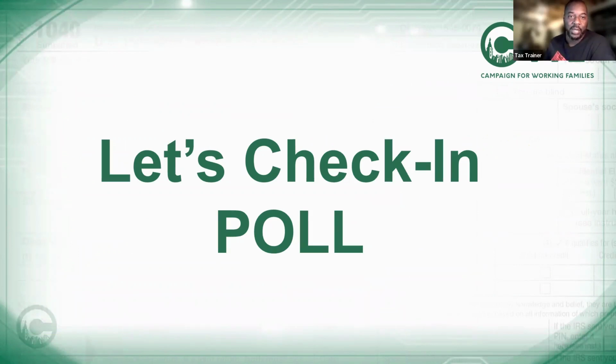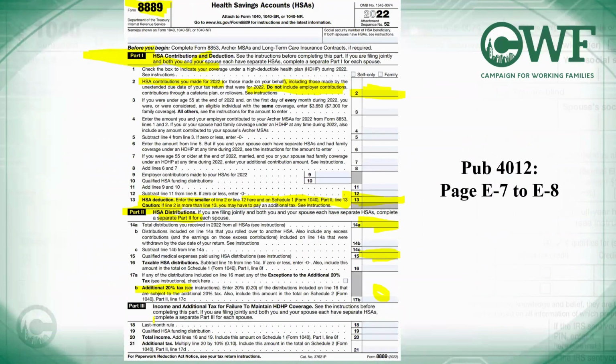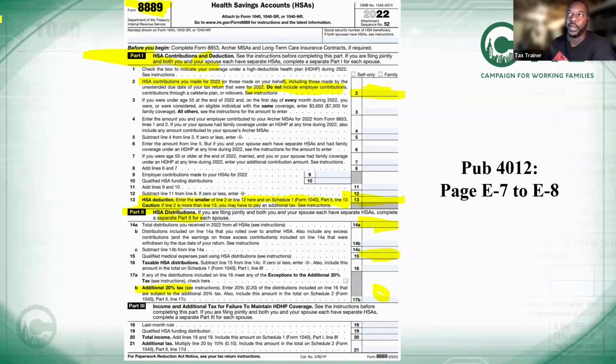All right, so I'm going to put this back on the screen, the 8889. Oh, yeah, I need the page. So it says part 1, and part 1 is up here where we're talking about HSA contributions and deduction. It says, is used to report HSA contributions made by who? Part 1.